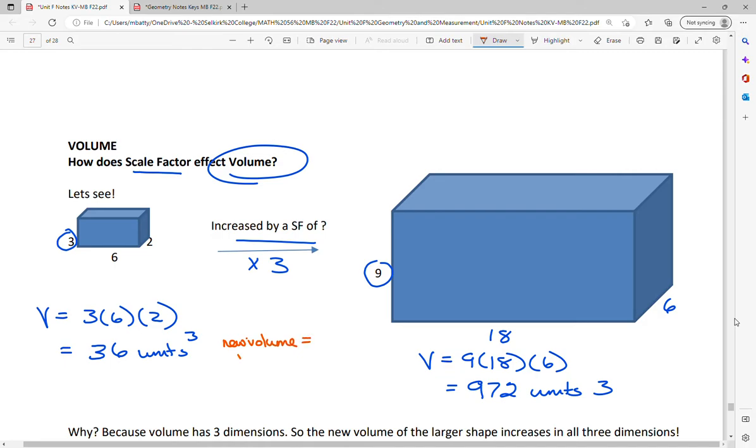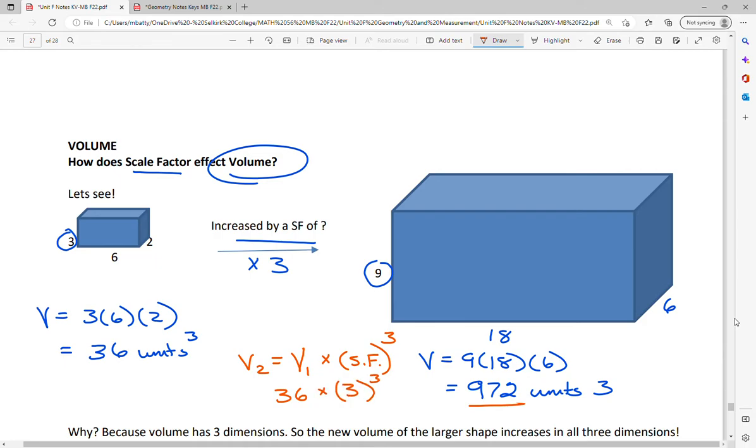The new volume will be, and I'll call that V2. Let's just go straight to that kind of nomenclature. We'll write it out in a little bit here. So the new volume would equal the original volume times the scale factor, this time not squared, but cubed. Let's check the math on this. So I should be able to get to my 972 by taking 36 and multiplying it by 3 cubed.